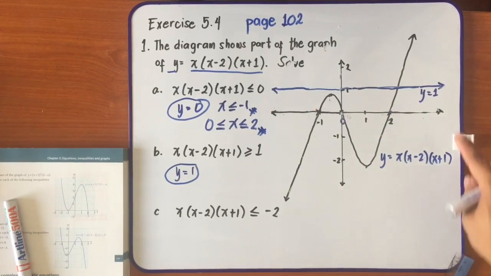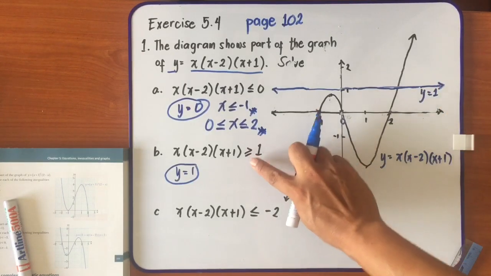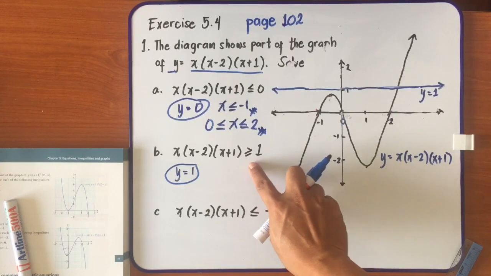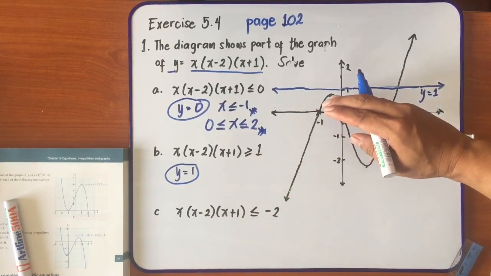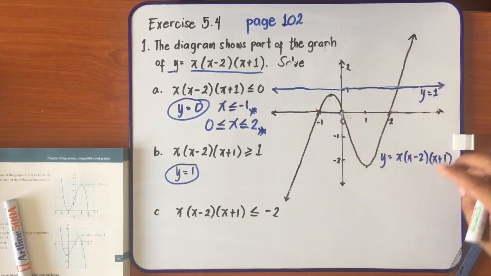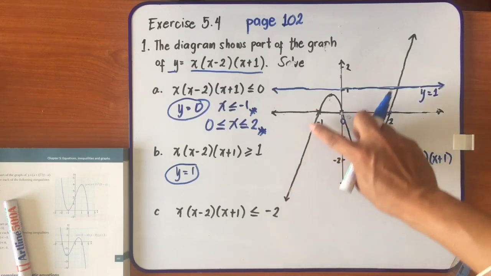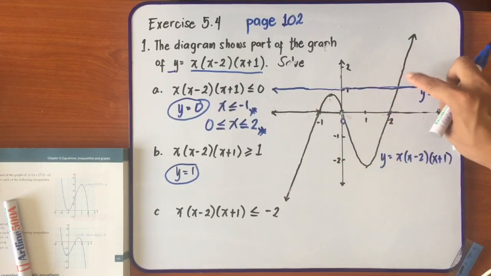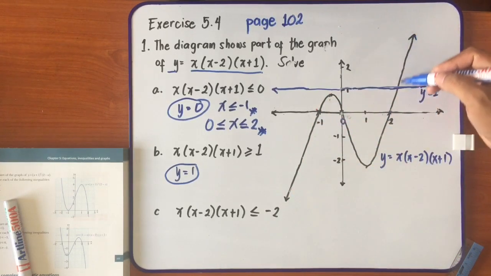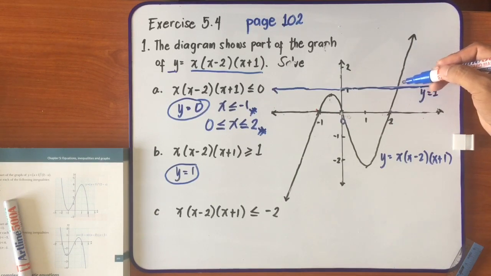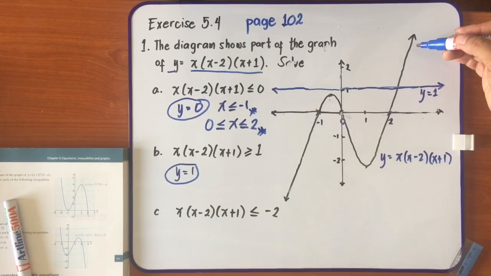Okay? Since that is the line already, you have to consider the values of x that are greater than 1. Okay? So since it's greater than 1, then you have to consider everything that is above y is equal to 1. That is in relation with the graph that we have. What are those values? It's only this part. Okay? And this part, you have to find out what are the values of x here.